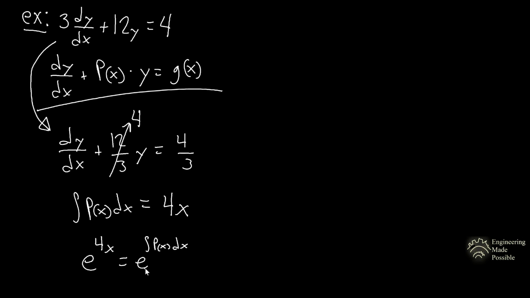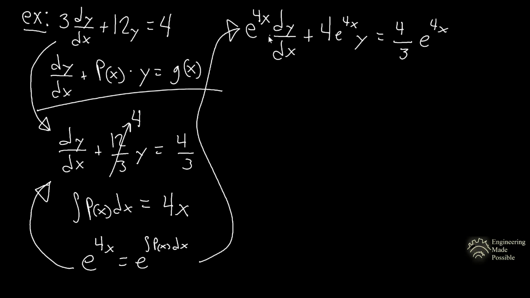So this is our first step, right? We got the integral of p of x dx is equal to 4x, and with base e, it's e to the power of that 4x. And from here, now we multiply both sides of the equation by this e to the 4x. After that, we have e to the 4x times dy/dx plus 4 times e to the 4x times y is equal to 4/3 e to the 4x.